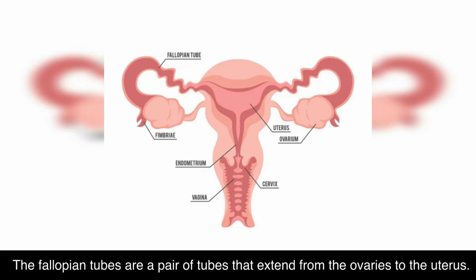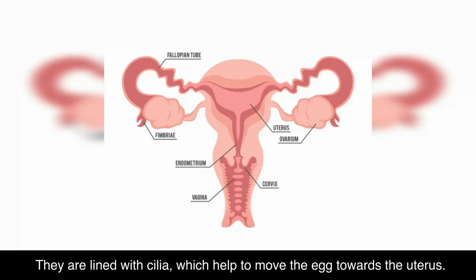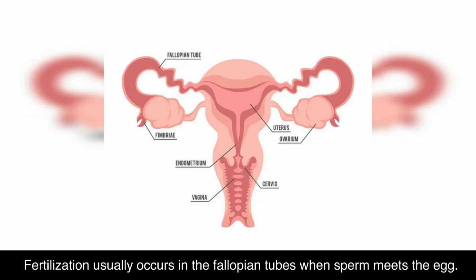The fallopian tubes are a pair of tubes that extend from the ovaries to the uterus. They are lined with cilia, which help to move the egg towards the uterus. Fertilization usually occurs in the fallopian tubes when sperm meets the egg.